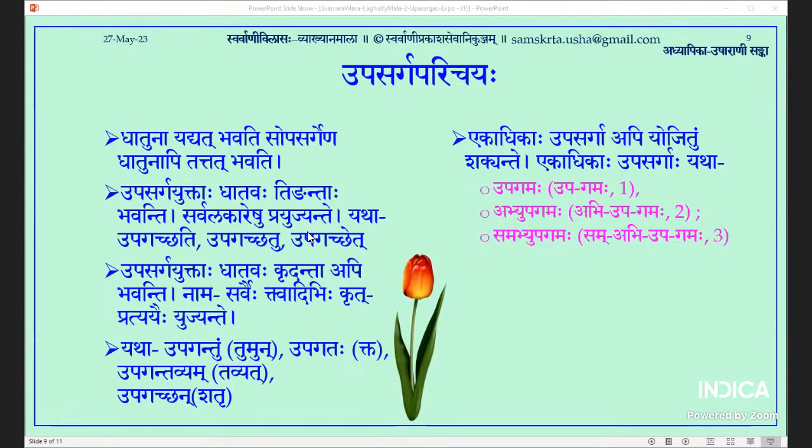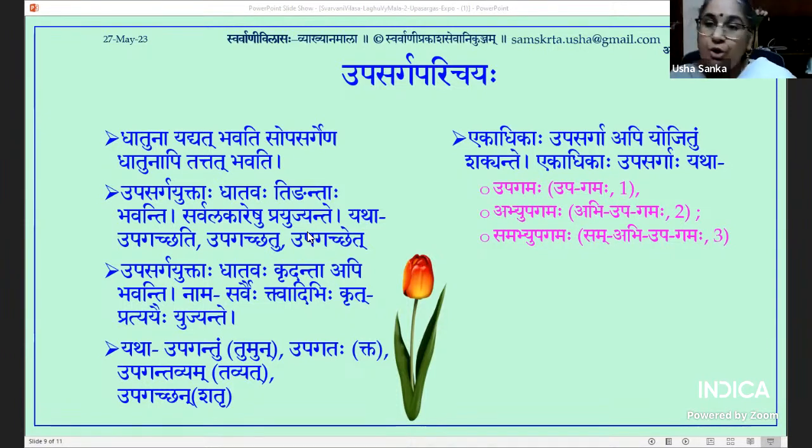Abhyagata. So abhi plus a. There are two upasargas. So it's possible. Okay. So ekadhikaha upasargaha apiyojitum shakyante. Right? We can also attach more than one upasargas.